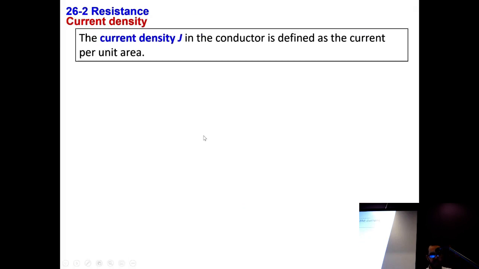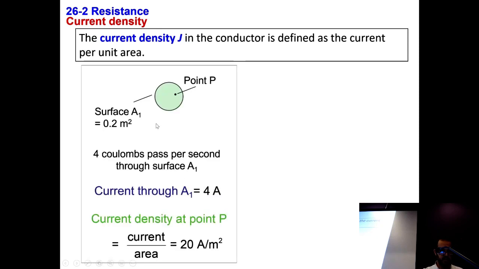The current density in the conductor is defined as the current per unit area of the conductor. So for example, here is an example. This is a circular cross-sectional area of a conductor, and let's assume 4 coulombs are going through it every second. So the current is 4 amps. 4 coulombs per second is 4 amps. Okay, for the current density, you divide the current by the area, and we are given the area is 0.2 meters squared. 4 divided by 0.2 meters squared is 20 amps per meter squared. This is the current density.